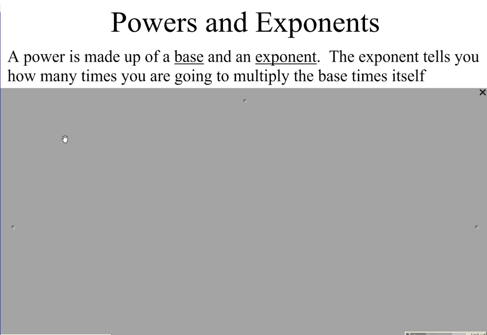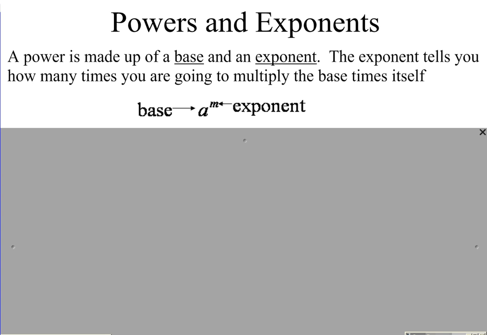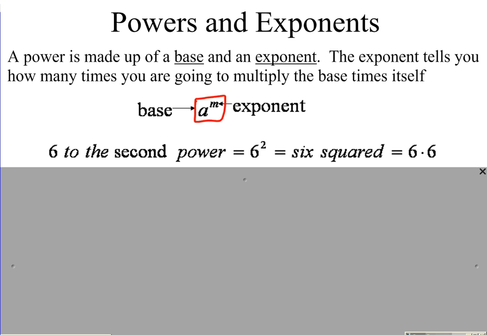A power is made up of two things. It's made up of a base and an exponent. The exponent tells you how many times you are going to multiply the base by itself. So right here is our power. The two parts that it's made up of are the base and the exponent. The exponent again tells us how many times we're going to multiply that base, a, times itself.